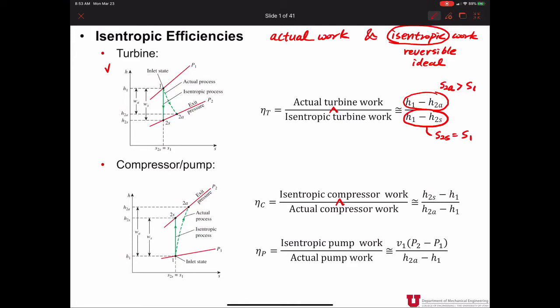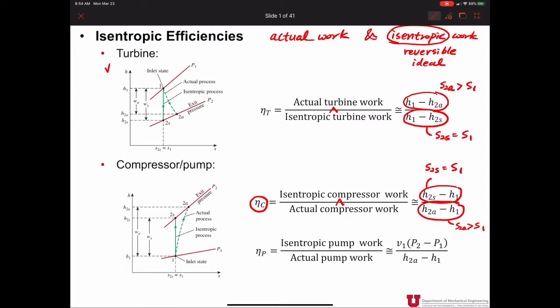Now, we can also express the compressor efficiency in terms of enthalpy differences. For the isentropic compressor work, we can express it as H2S minus H1. Again, the entropy at 2S should be the same as the entropy at 1. That is the condition for the isentropic case. The actual compressor work can be written as H2A minus H1, where again S2A is greater than S1.